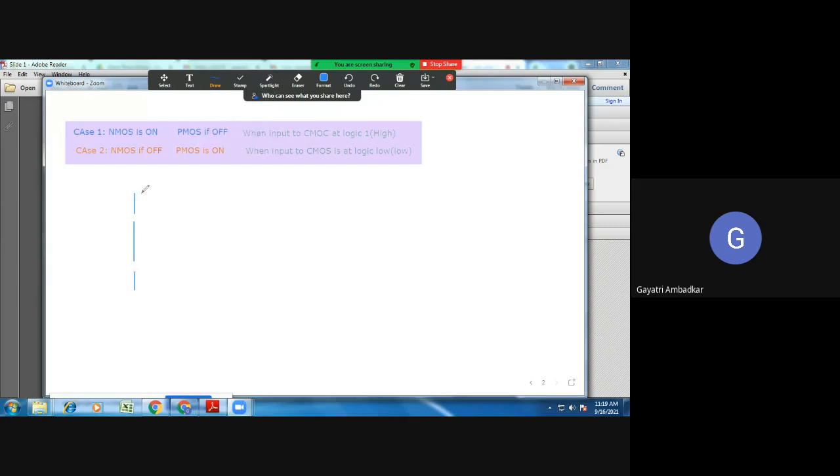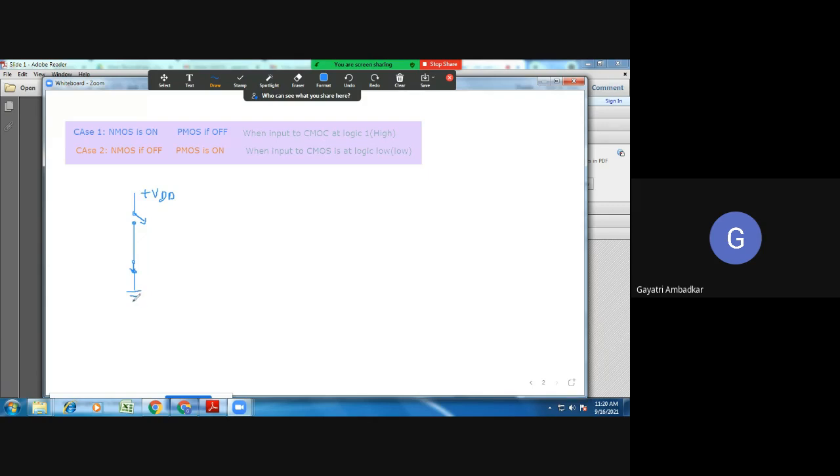So case 1, here we have applied VDD. Then we were having PMOS. But in case 1 our PMOS was off, so I will show it by an open switch. And our NMOS was on, so I will show it by a closed switch. This is the closed switch and this is the open switch. So PMOS is off, represented by open switch, and NMOS is on, represented by a closed switch.